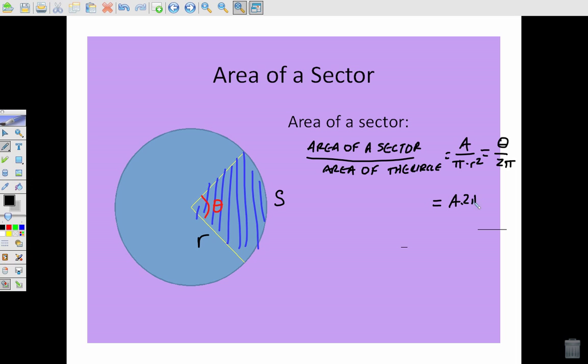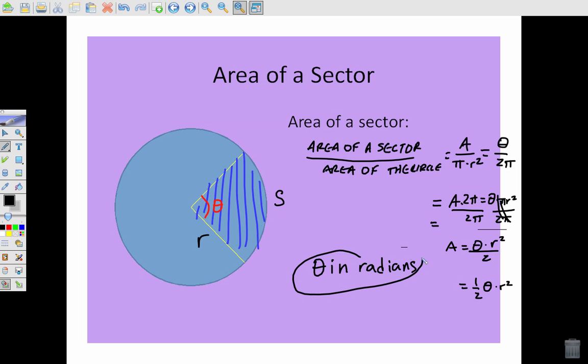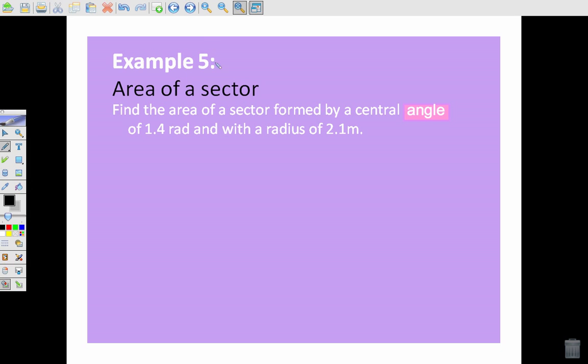So area times 2 pi is equal to theta times pi r squared. And if I solve for area, which is what I really want, I'm going to divide both sides by 2 pi, and I get area is equal to theta times, and these pi's are going to cancel out here, radius squared over 2, and the simpler way to write this would be 1/2 times theta times radius squared. So that's my area. And what we need to remember is that theta is going to be in radians, so we're always going to have to convert. Okay, so that's our formula for area of a sector.